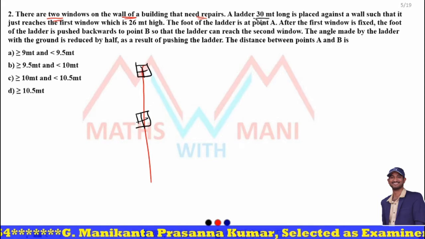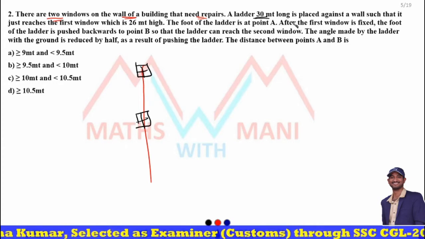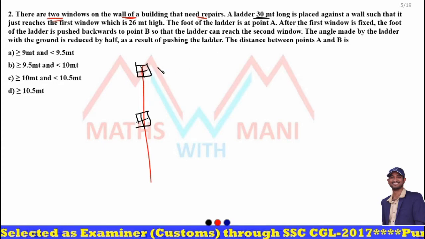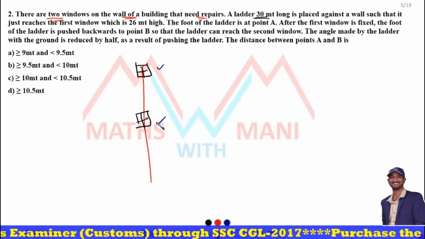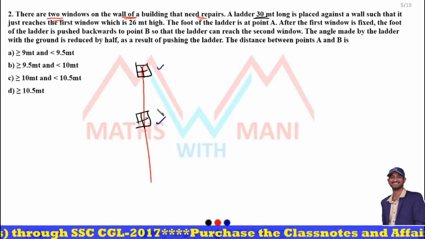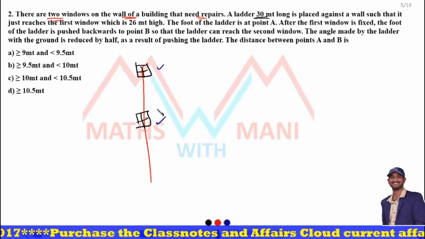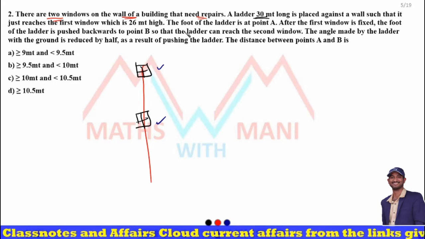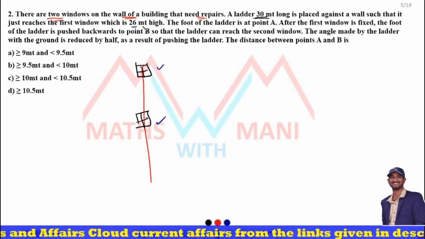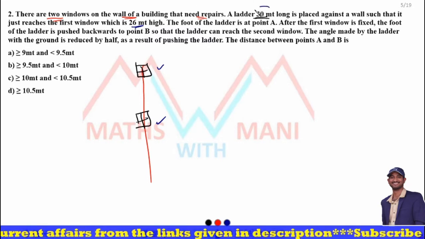A ladder 30 meters long is placed against a wall such that it just reaches the first window, which is 26 meters high. We don't know which one is the first window. Maybe the top window is the first window or the bottom window is. Read the question fully, then you can understand which one is first or which one is 26 meters high from the ground. So there is one window which is 26 meters high from the ground, and at that window I placed a ladder 30 meters long.